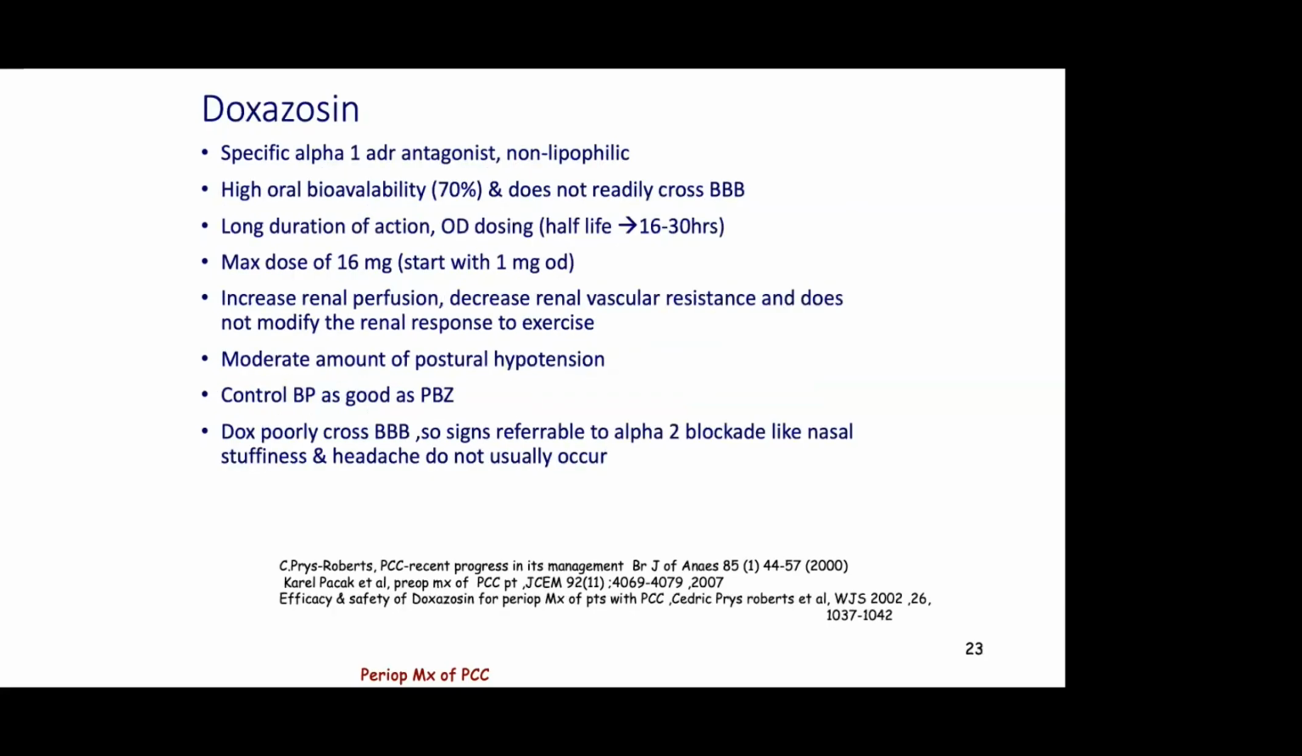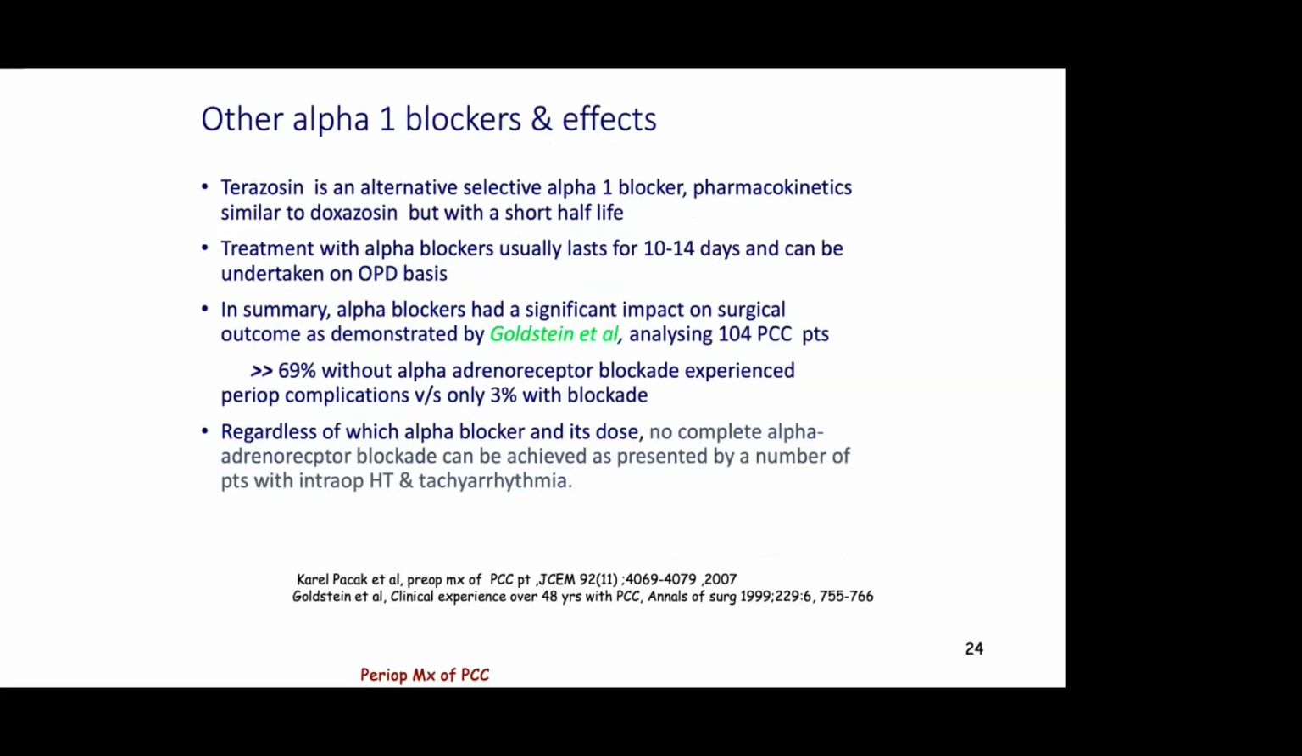Doxazosin is also similar to prazosin, but I don't have experience using it. It's also a good alternative. It's an alpha-1 antagonist, has high oral bioavailability, and causes only a moderate amount of postural hypotension. So dosing is easy, and the advantage is it has a long duration of action, so OD dosing is possible. There are many other alpha-1 blockers, but the most studied are these three.